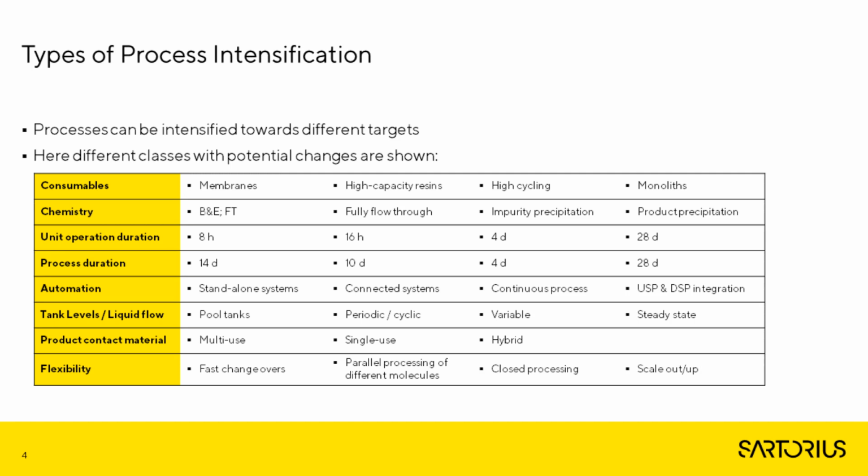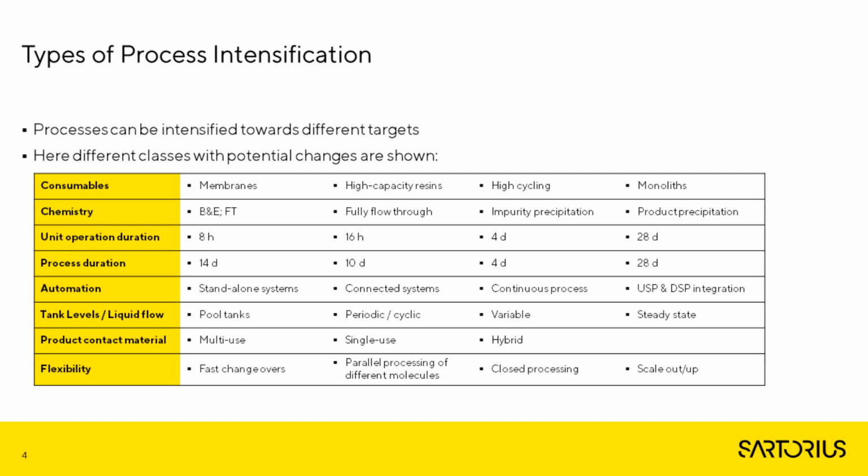One big leverage here is the duration of a unit operation. Are we thinking in time scales of 8 hours per unit operation or 16 hours, which would reflect a two-shift system? Or are we going towards a continuous operation covering 4 days or even 4 weeks?